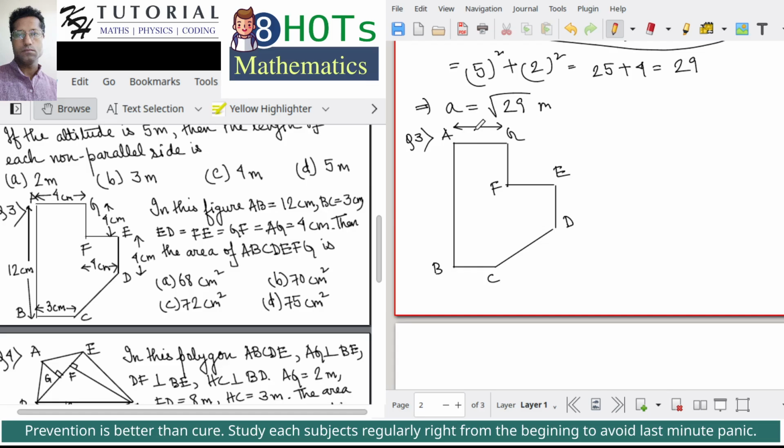I'm not writing the unit. So this is 4, this is 4, this is 4, this is 4, this is 3, and this is 12. Now definitely we have to divide this figure into some rectangles or triangles and trapeziums or squares, whatever. These are the primary figures that we have to construct to find the area, depending on what dimensions we have.